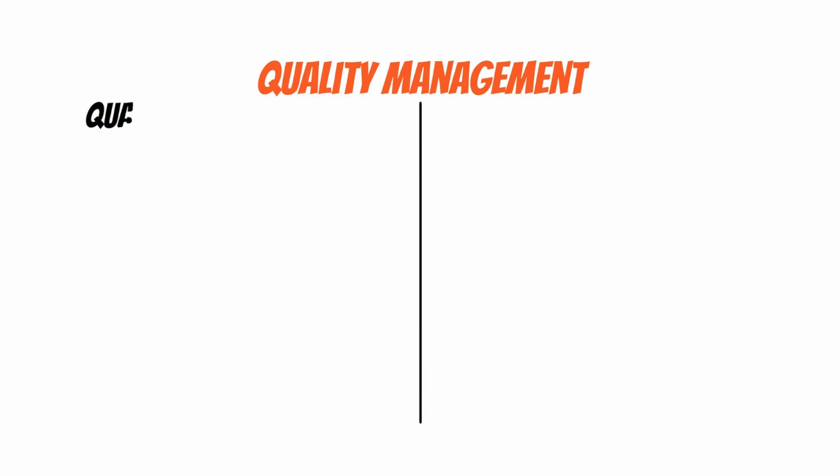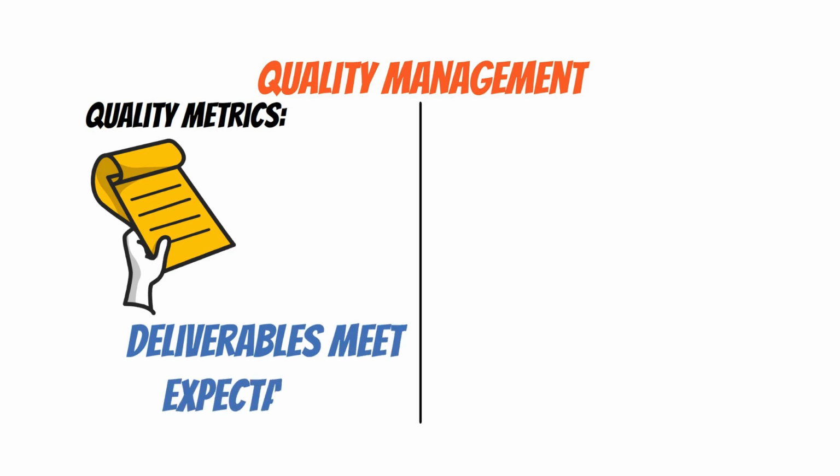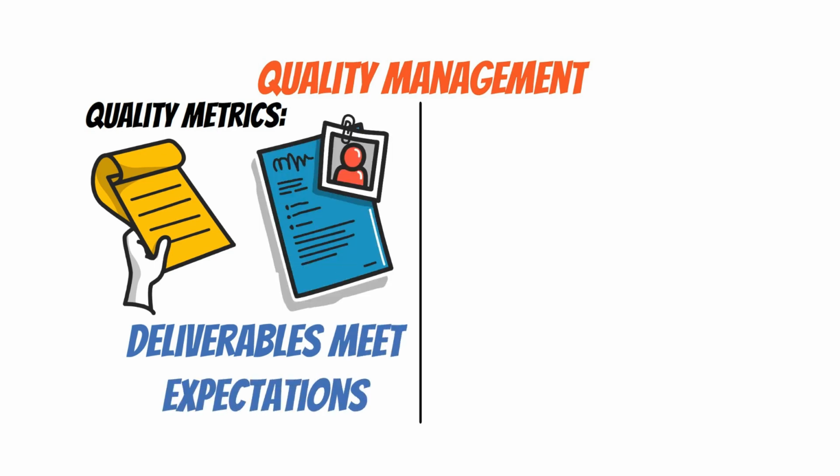On to quality management, where the motto is do it right or do it again. First up is quality metrics, the standards you set to measure if deliverables meet expectations. Think of it as your project's report card.